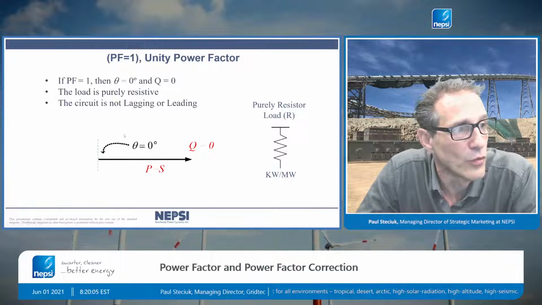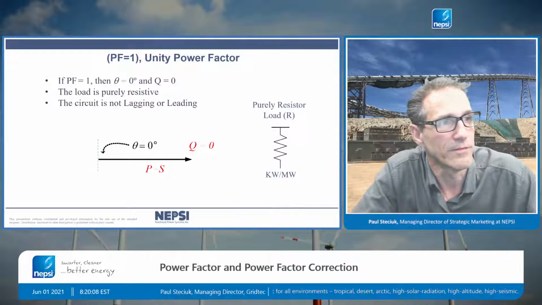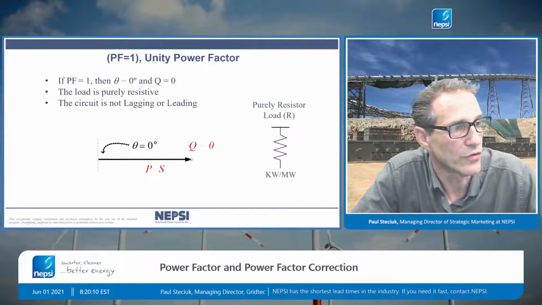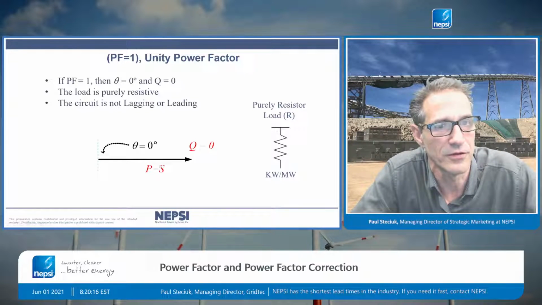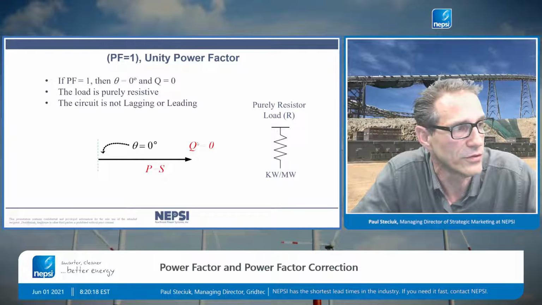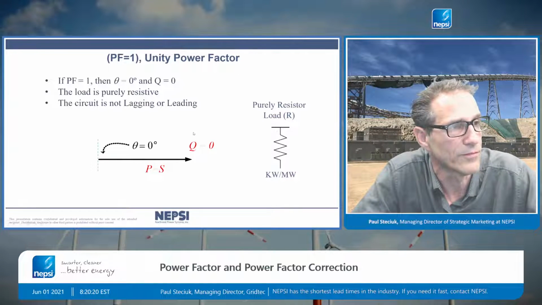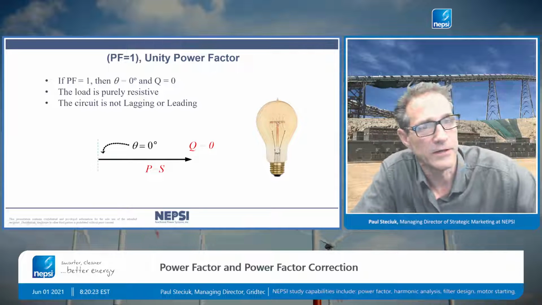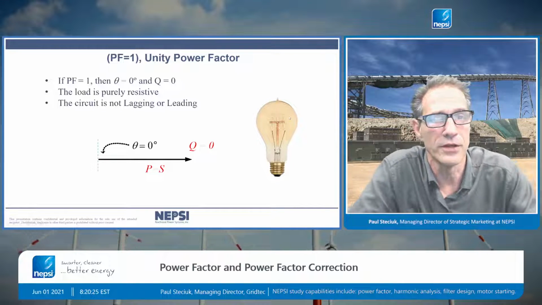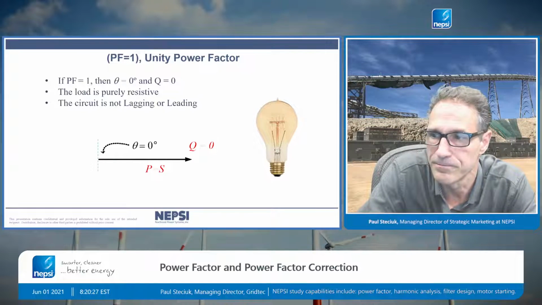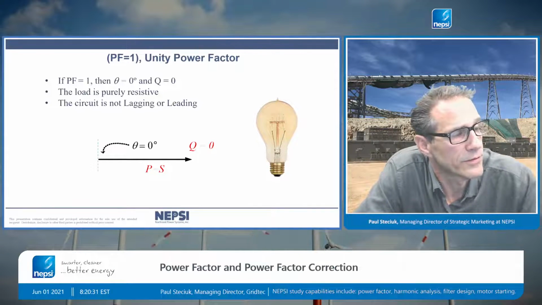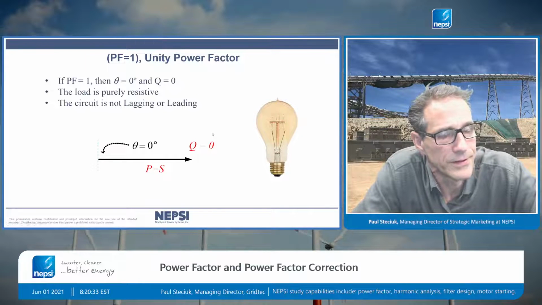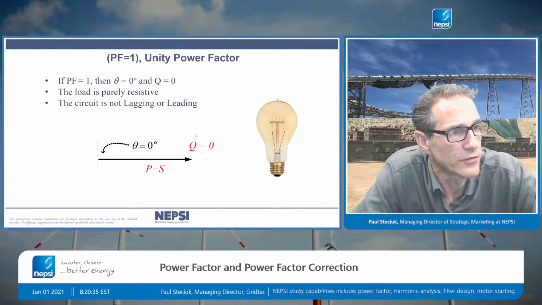So power factor 1, again, we're being a bit repetitive here. It means that the PF is 1. We draw a line in our Cartesian coordinates like this. P is equal to S in this case because we have no reactive component. Q is 0, and it's a resistive load. It's purely resistive. In this case, it's a light bulb, something that generates heat, and there is no inductance in that circuit.